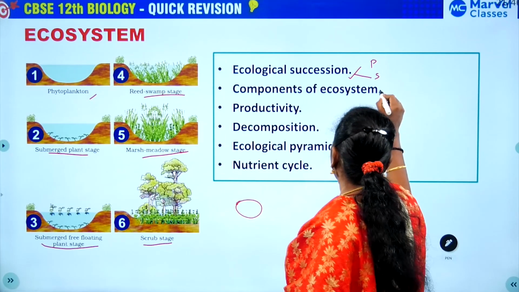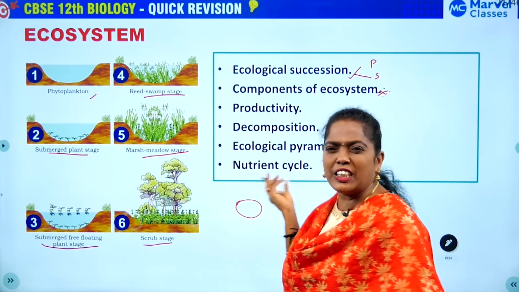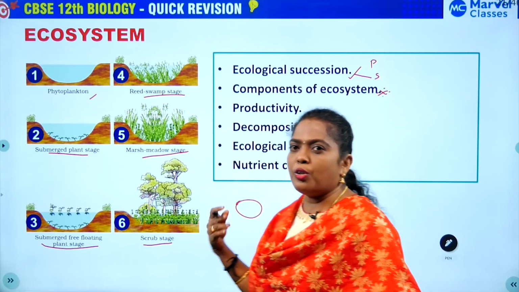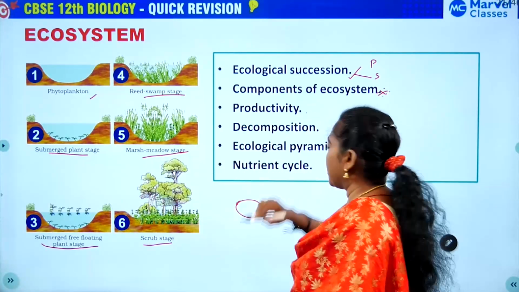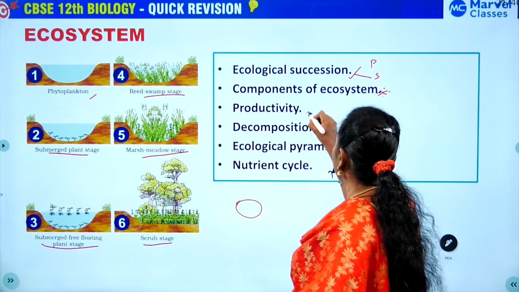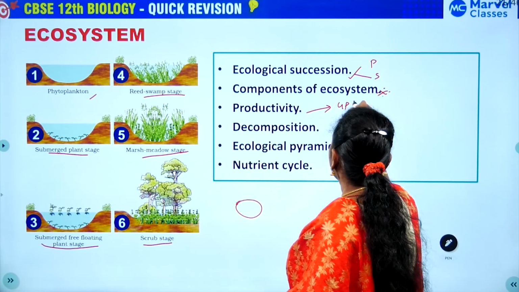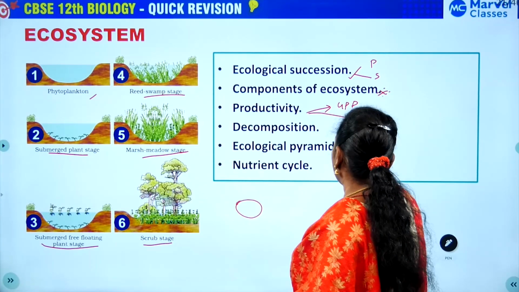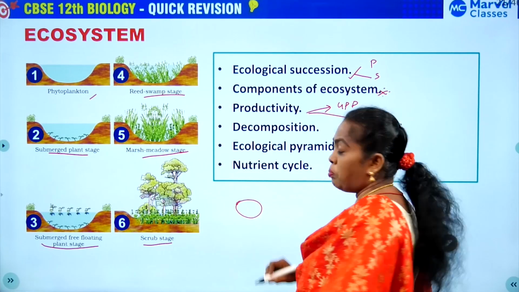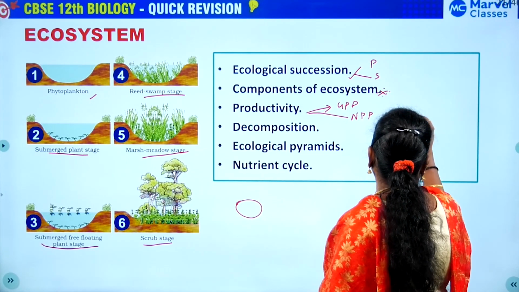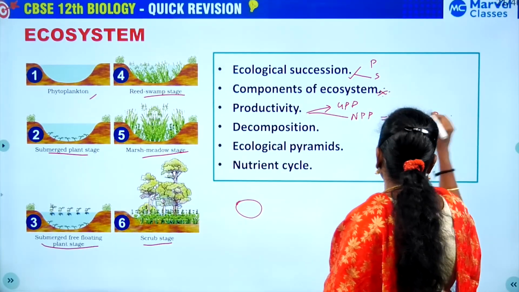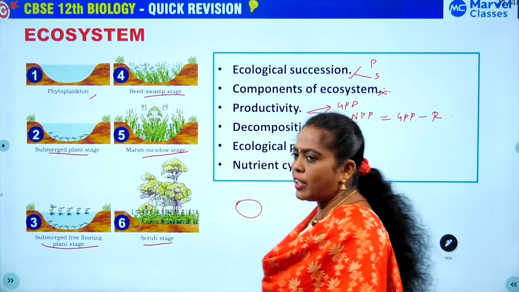Then the components of ecosystem, definitely it's an easy question. You are learning this from your 5th, 6th standard itself. And then what is productivity, okay. And here you should know about GPP, gross primary productivity is what, and what is NPP, okay. So NPP is equal to GPP minus R, the respiratory loss. In a 1 mark question you can expect this.